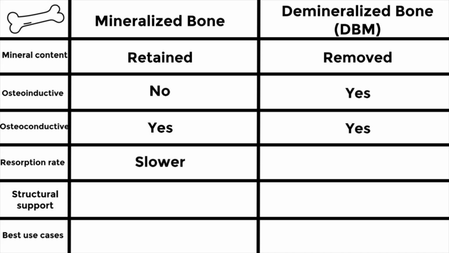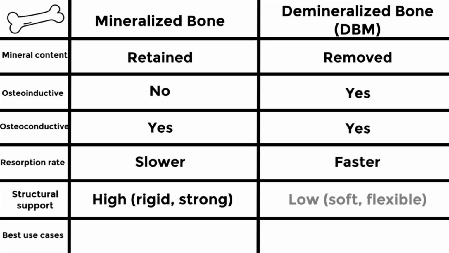The resorption rate in mineralized bone is slower than that in demineralized bone. The structural support for mineralized bone is high, leaving it rigid and strong. The structural support for demineralized bone is low, leaving it soft and flexible.